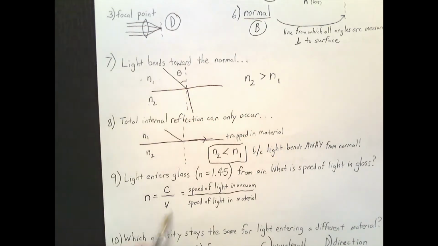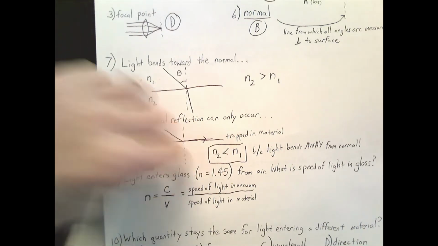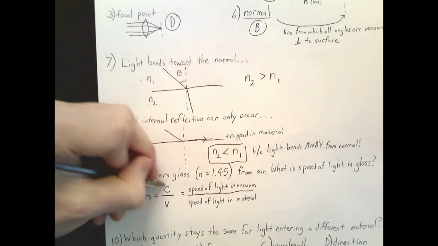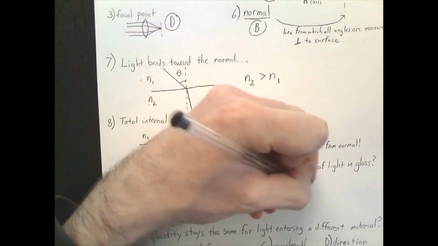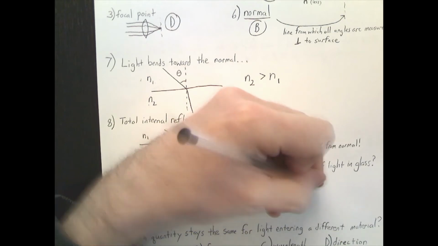So I want to solve for V here. In order to do that, the C is blocking my way to access the V in the denominator here. So I have to pick up the C and put it over on top of the N. So C is going to come up and go on top of the N. So I get that V is equal to C over N.